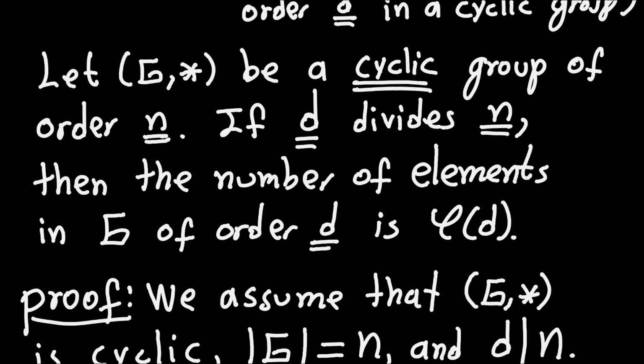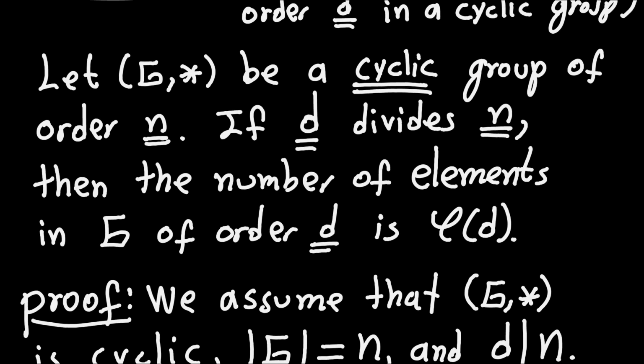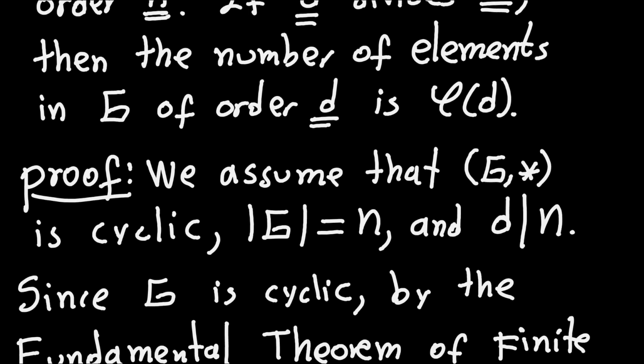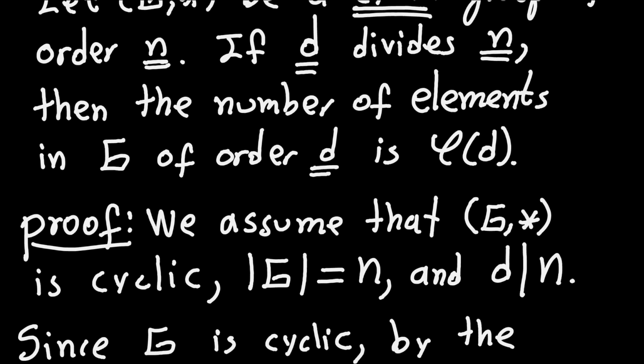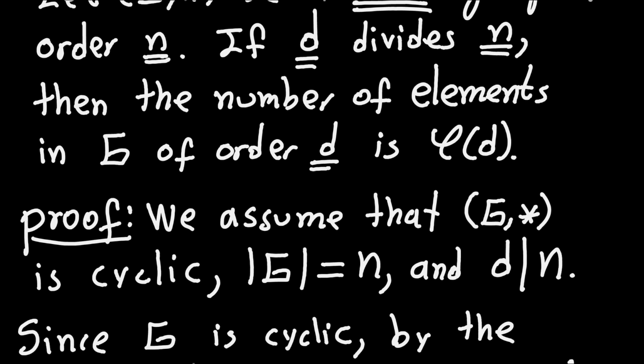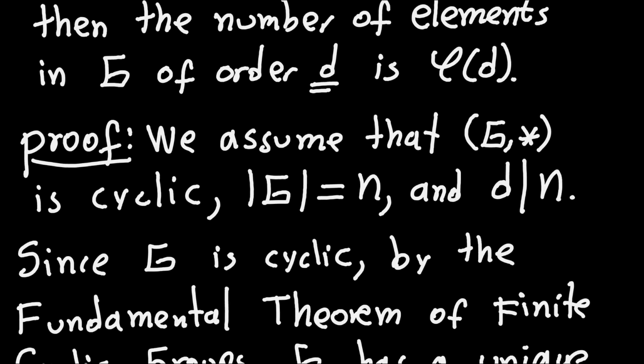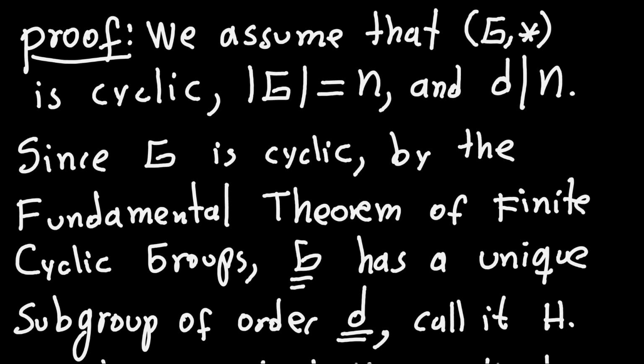I have to prove that the number of elements of order D in the group G is this one. So it's a counting theorem. It's an if-then. We're going to assume that we have a group that is cyclic, that the order of that group is n, and that D is a natural number that divides n. Now, G is cyclic. That's the assumption that we are making. That's the theorem. You have to have G a cyclic group.